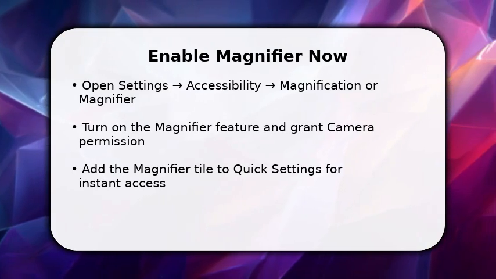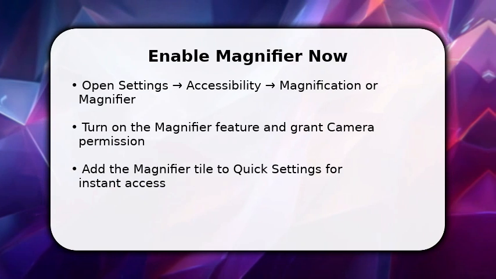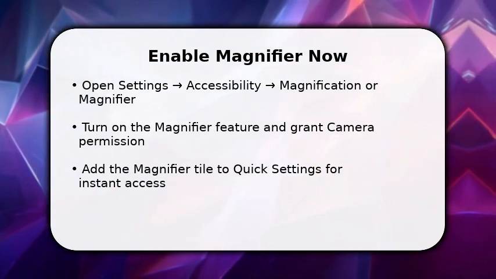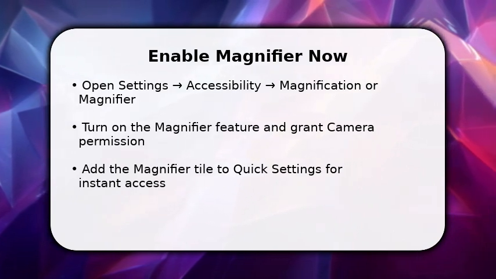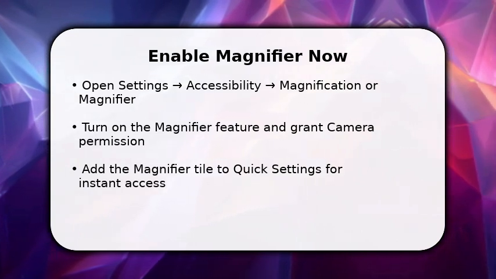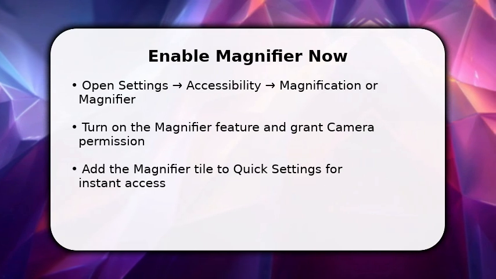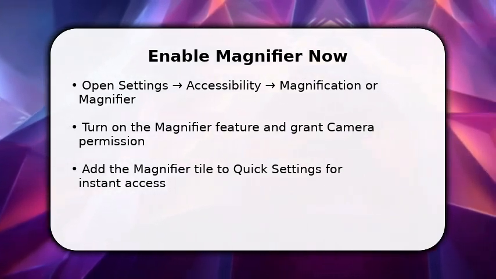Open Settings, go to Accessibility, and find Magnification or the Magnifier entry. Turn the feature on and grant any camera permission the system asks for, because the tool uses your camera feed. Once done, pull down Quick Settings, Edit Tiles, and add the Magnifier tile so you can launch it instantly. This avoids digging through menus each time. It's faster and keeps the camera ready.